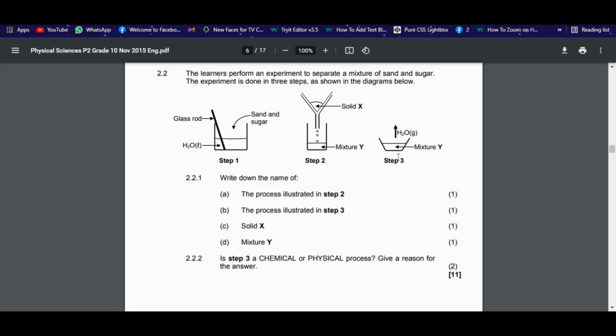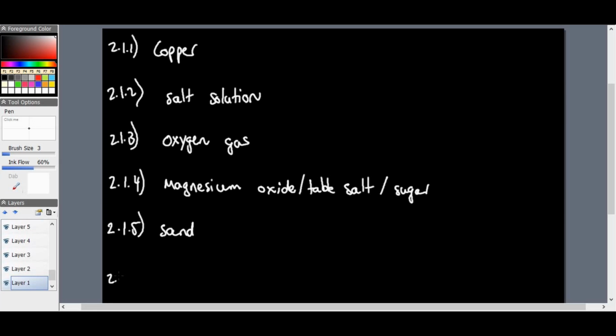Now we have to have a look at all these steps and at X and Y, what they are. 2.2.1a: write down the process that is illustrated in step 2. Judging by the apparatus that is used there, it's definitely a process called filtration. So this is A, filtration, which we have gone through in previous sessions.